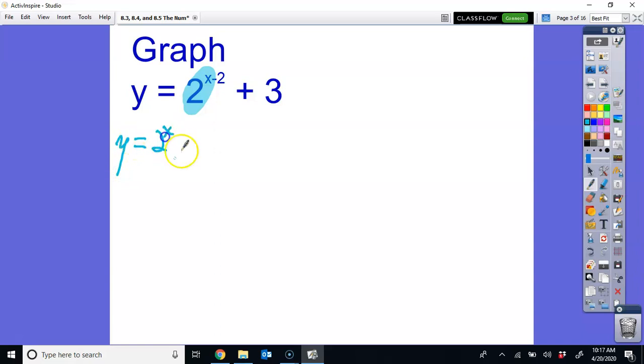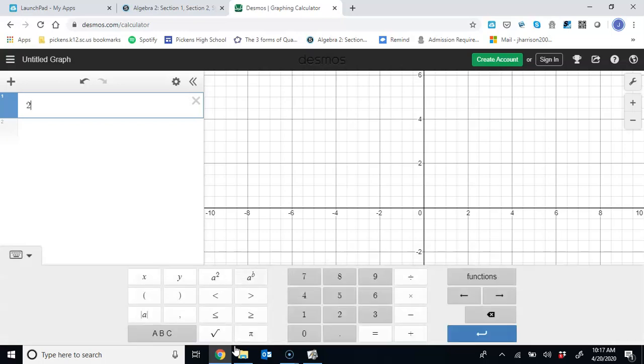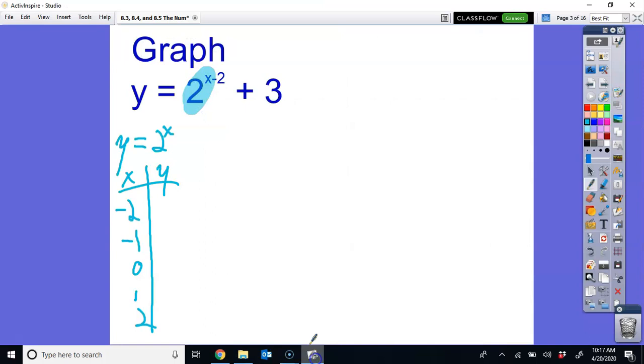So y equals 2 to the x. If I make a table of values just for that part, plugging in -2, -1, 0, 1, and 2, you just take out your handy dandy calculator, whether that's Desmos or a TI calculator, and you type it in. If you want to take 2 and raise it to the -2nd power, I use my little a to the b power, and it will tell me that that is 0.25.